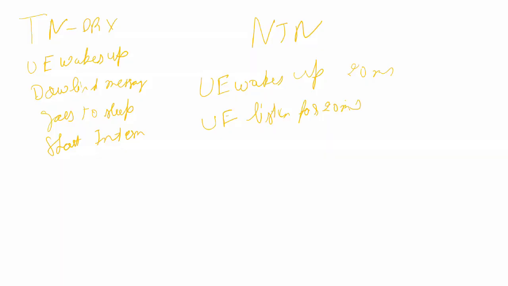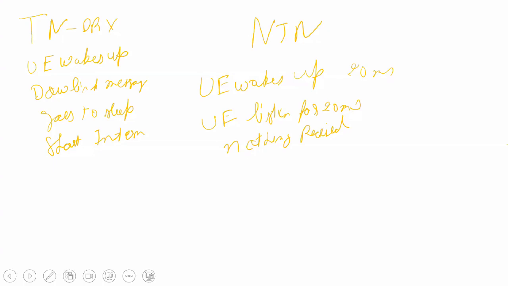But there is a problem in NTN. What's the problem? Suppose the UE wakes up, and suppose our DRX timer is 20 milliseconds. The UE listens for 20 milliseconds and nothing is received, so it goes to sleep. The satellite packet is still traveling because of the long distance, and when the packet finally arrives, the UE is sleeping. So the UE completely misses that packet. The network may assume that the transmission failed, so it sends it again, causing duplication.